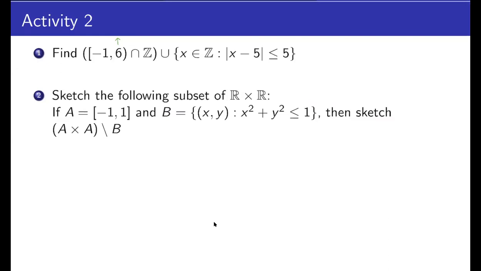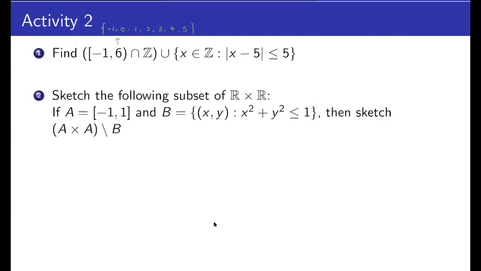Be careful though, for people who wrote down your answer, you should put it in the set, because this is a set. So this is going to give you -1, 0, 1, 2, 3, 4, 5. Not include 6.